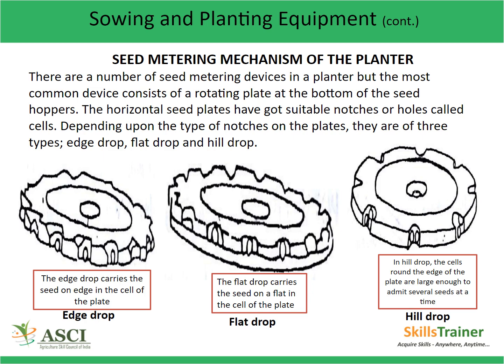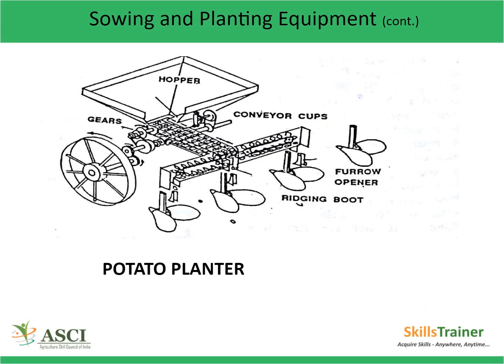Depending upon the type of notches on the plates, they are of three types: edge drop, flat drop, and hill drop. Edge drop. The edge drop carries the seed on edge in the cell of the plate. Flat drop. The flat drop carries the seed on a flat in the cell of the plate. And hill drop. In hill drop, the cells round the edge of the plate are large enough to admit several seeds at a time. Dear trainees, this is a picture of a potato planter.